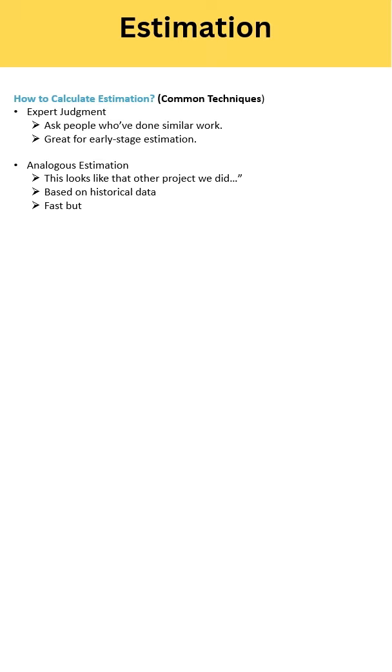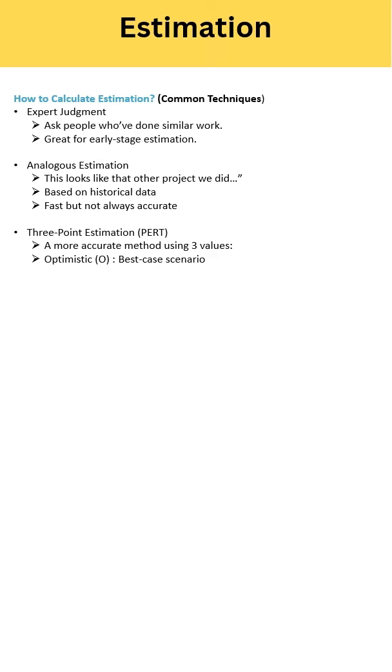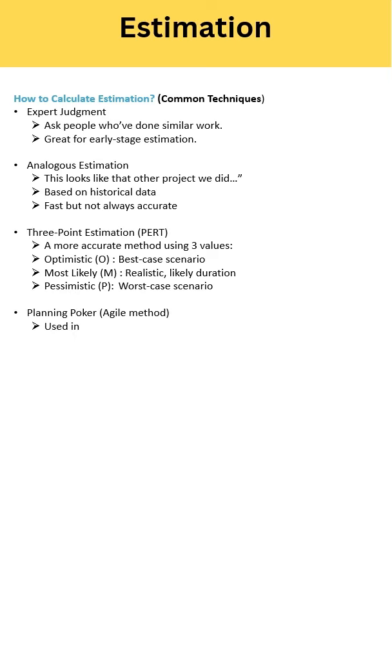Another technique is analogous estimation. Here we compare with a previous similar project and use the historical data. For example, let's say today we receive a loyalty program project, and last year we also worked on reward points or some loyalty software. So we dig into the historical data, see how much time we spent to complete that project, and estimate the time for the current project.